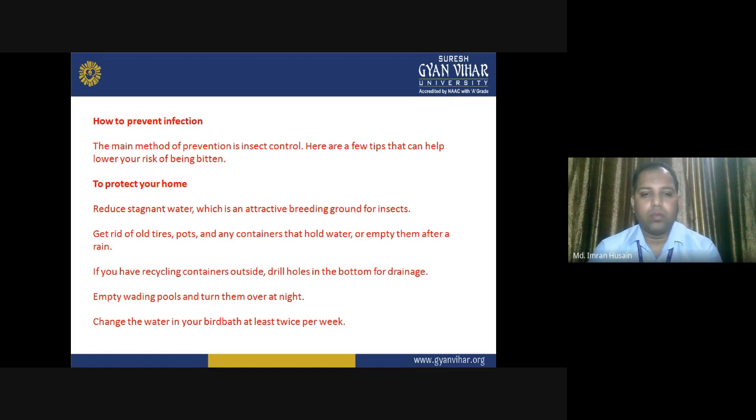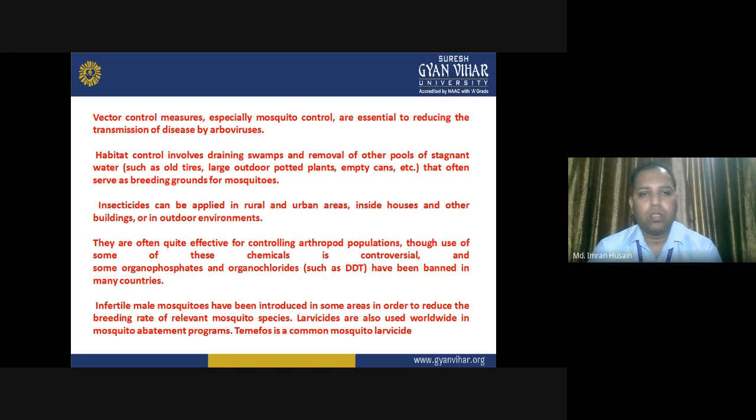So if you have water pools, you have to empty them and change the water in your bird bath at least twice per week. These are all breeding grounds for mosquitoes. So vector control measures, especially mosquito control, are essential in reducing transmission of disease by arboviruses. Habitat control involves draining swamps and removal of other pools of stagnant water, which often serve as a breeding ground for mosquitoes.